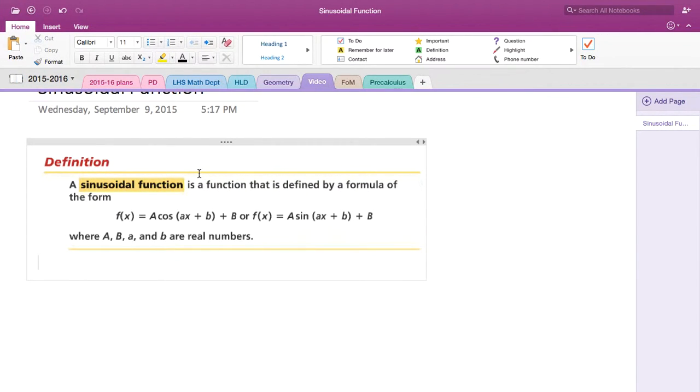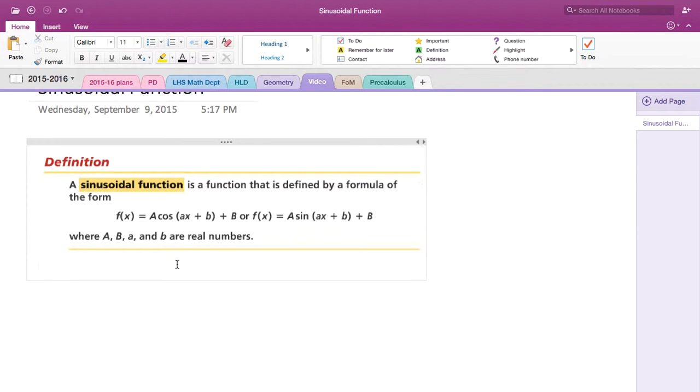Okay, this video is to go over a sinusoidal function. As the definition says, a sinusoidal function is a function defined by a formula of the form f of x equals capital A times cosine of the quantity ax plus b plus capital B, or f of x equals capital A times sine of the quantity ax plus b plus capital B, where capital A and B are real numbers.